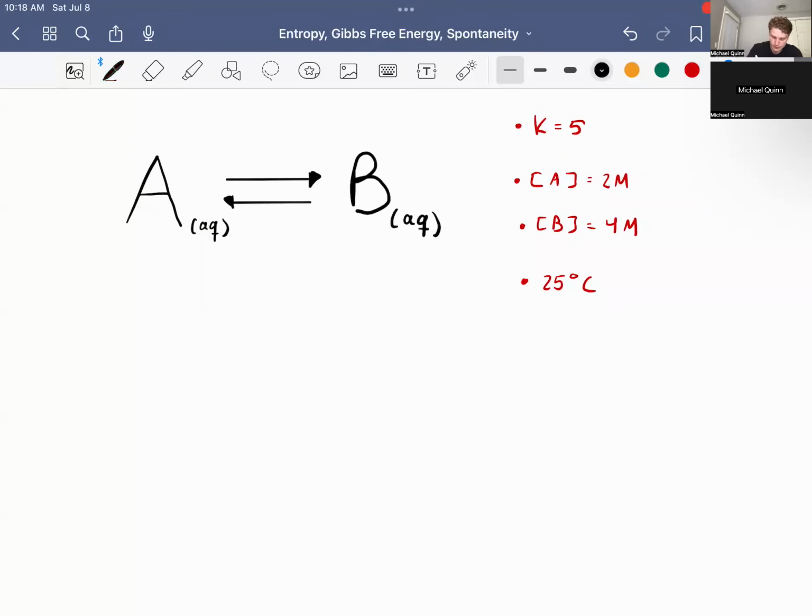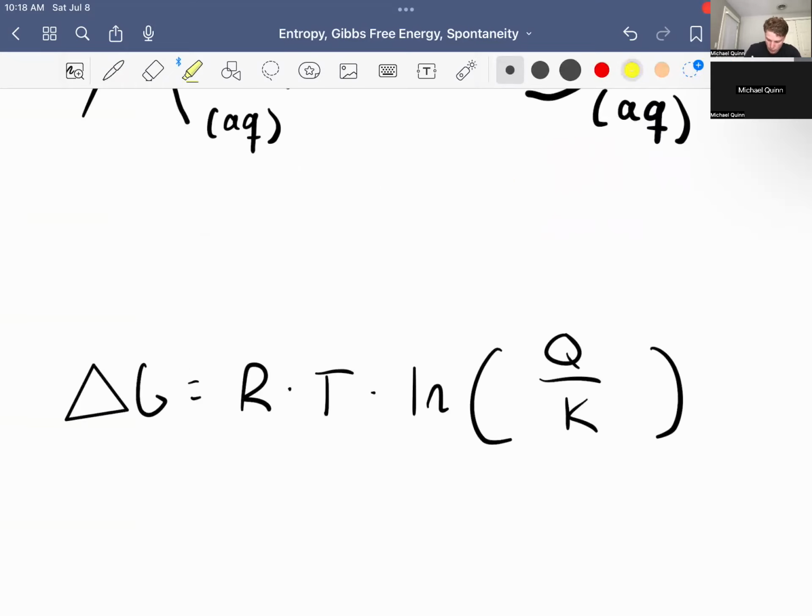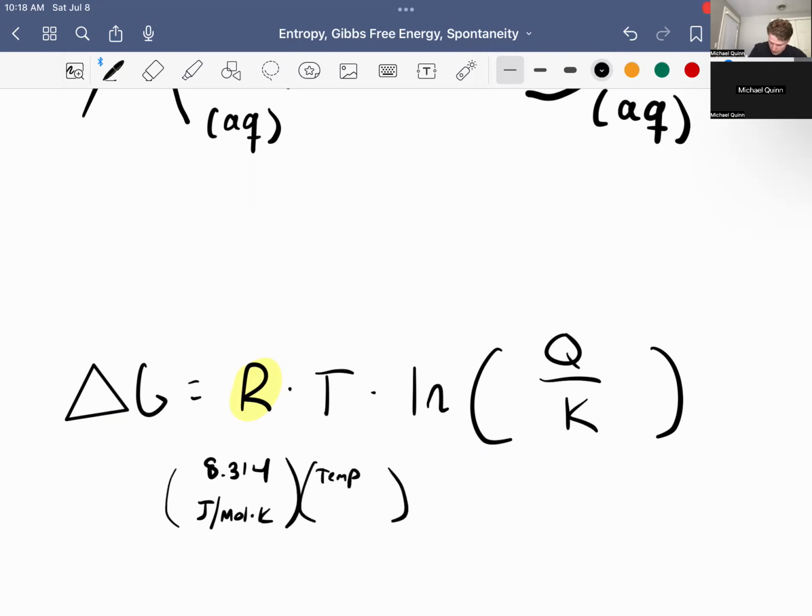So delta G is equal to R times T times ln, which is the natural log, of Q divided by K. So going through each one of these variables, R is our gas constant, which is 8.314 joules per mole times Kelvin. Temperature will be the temperature of our reaction in Kelvin.